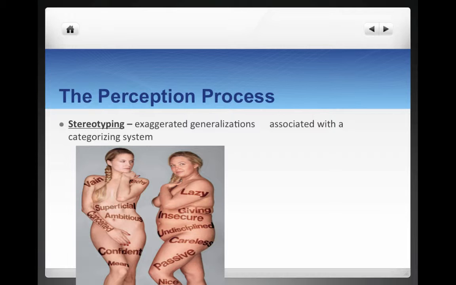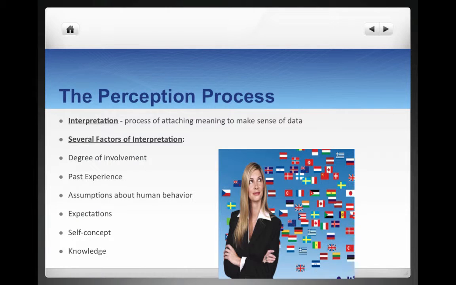So we talked about selecting and organizing. Let us talk about interpretation now. Once we select and categorize things happening around us, we still have to interpret them and assign meaning to them. Remember, it's us human beings that assign meanings. And how are we assigning meanings?